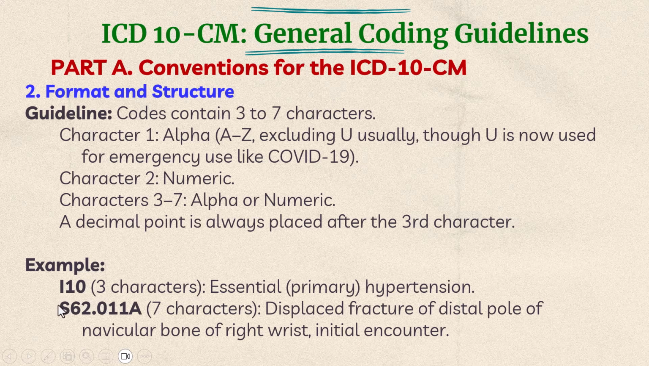You can see another code, S62.011A. This is a 7 character code with the decimal point after the third character. This is for the displaced fracture of distal pole of navicular bone of right wrist, initial encounter. This is the full code for that scenario.